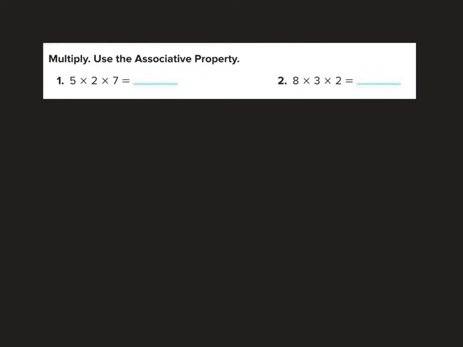Multiply, use the associative property. Okay, so now I have to choose. Do I want to multiply 5 times 2 or 2 times 7? I'm going to multiply 5 times 2 first because I know that makes 10. 10 times 7 is 70, so our answer here is 70.